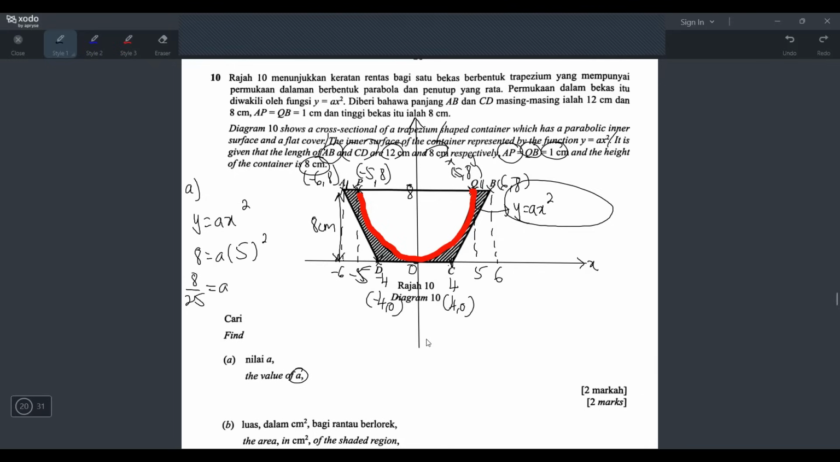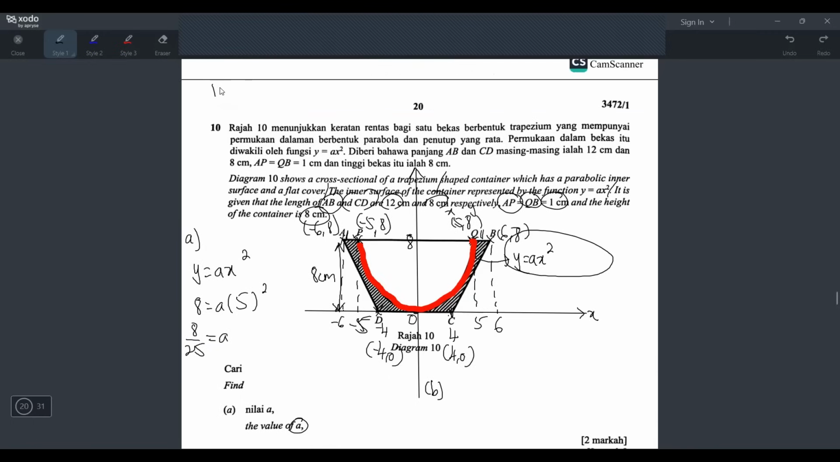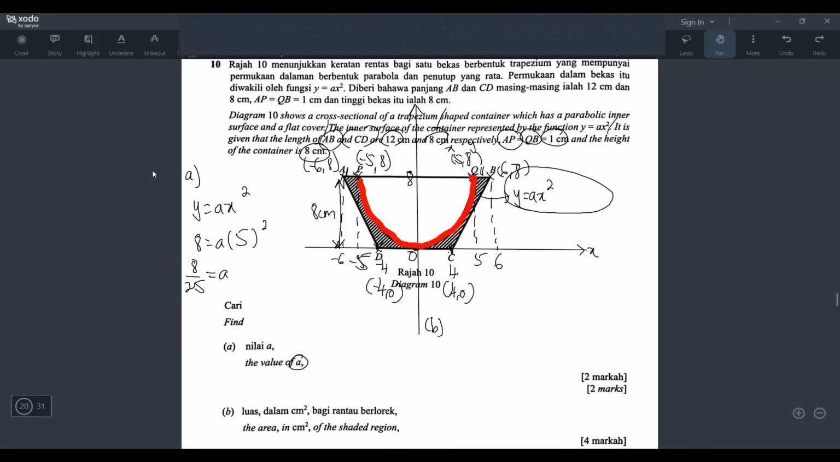Okay, let's do B here. This question, I want to mention one thing. It's very similar to the Kelantan question. I remember the Kelantan trial, but I don't remember whether it was paper 1 or paper 2, and I don't remember which question. There's a very similar question like this. They give you like a bowl, and then they also mention something like this. Yeah, very similar. Okay, anyways, let's continue.